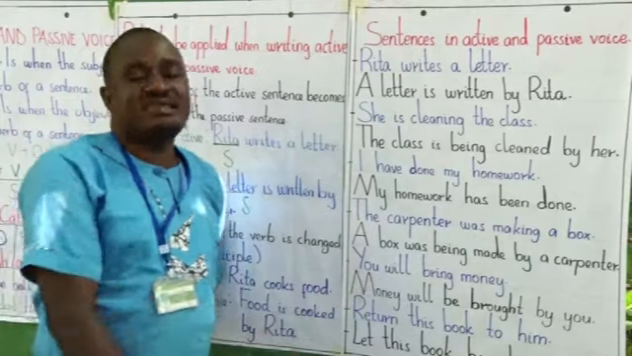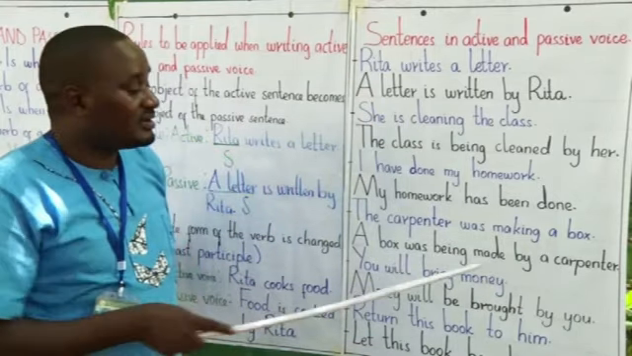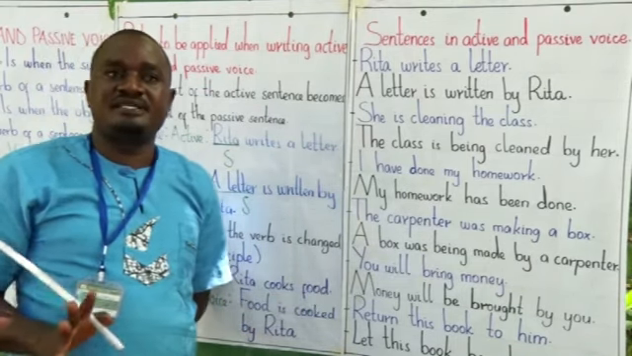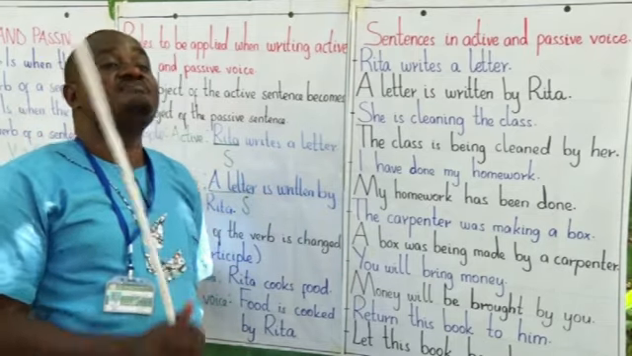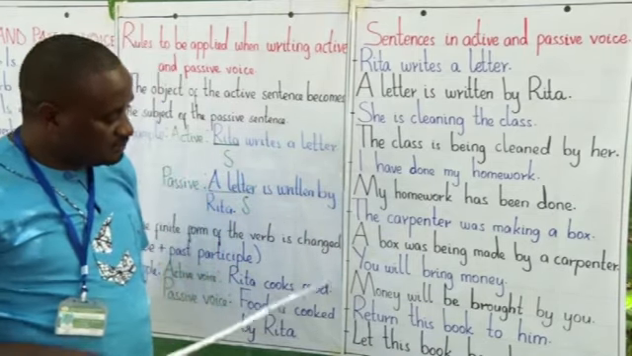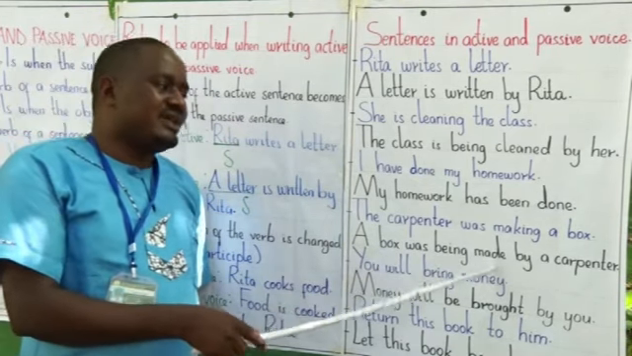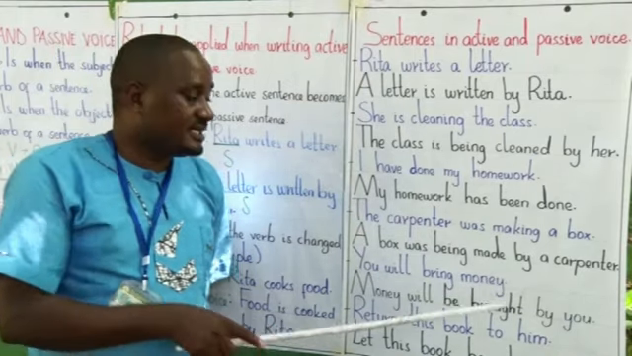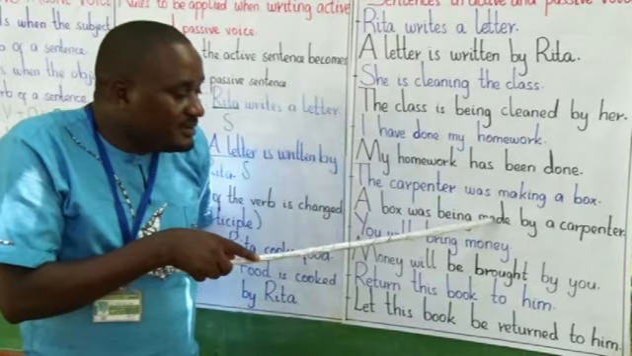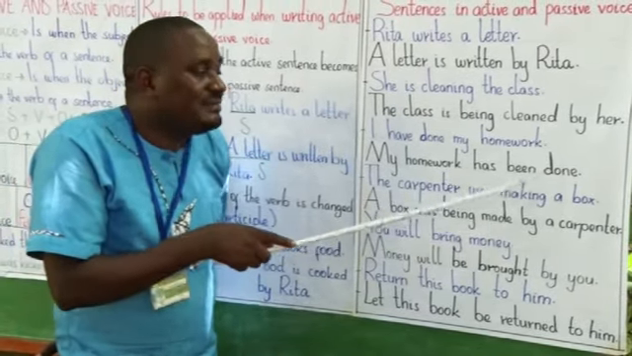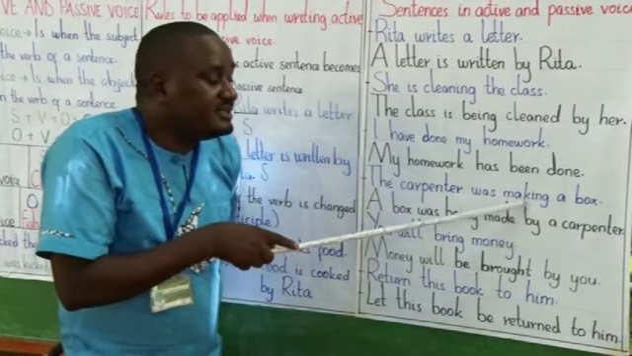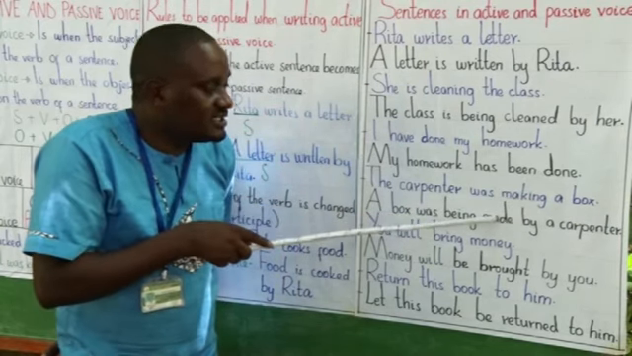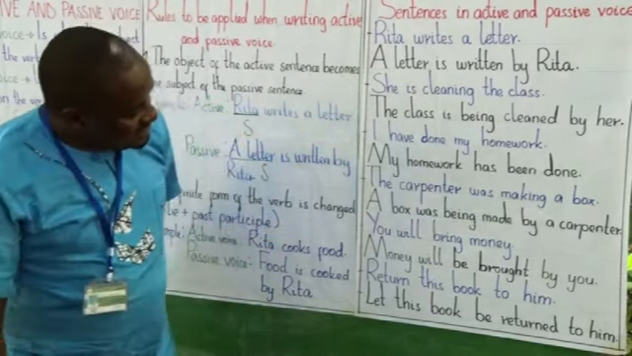The carpenter was making a box. This sentence is in past continuous tense, or the past progressive tense, maybe yesterday or the previous week. Then you say, a box was being made by a carpenter. Making, made: this is the past participle of the word make. Though the sentence is continuous, making changes into past participle.